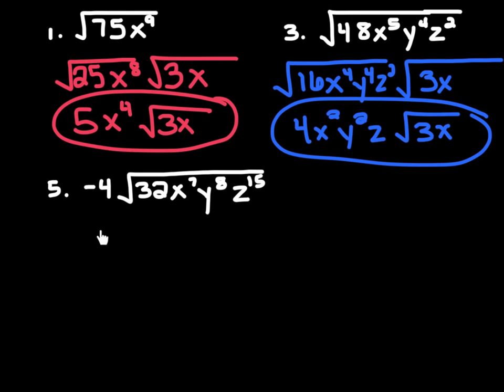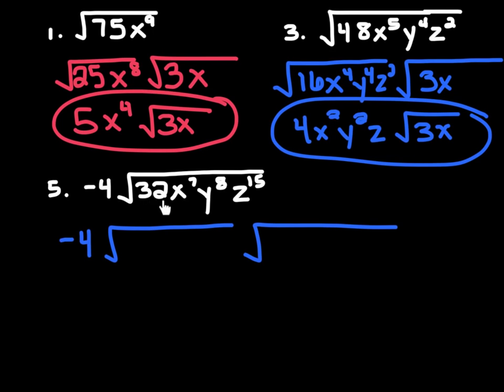Okay, and the last one we're going to take a look at is number 5. This negative 4 in front, we're just going to take and bring right down. And since not everything in here is a perfect square, we're going to take it and break it up into 2 separate radicals.